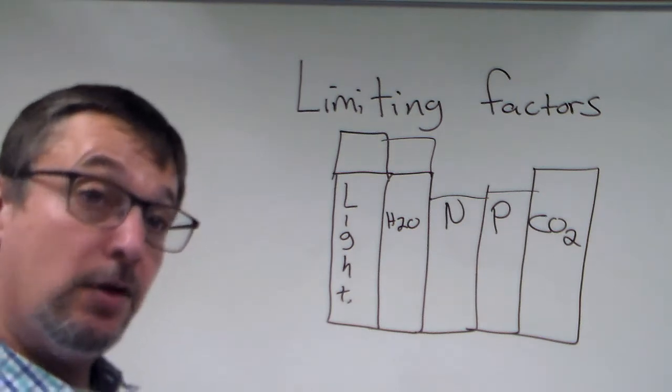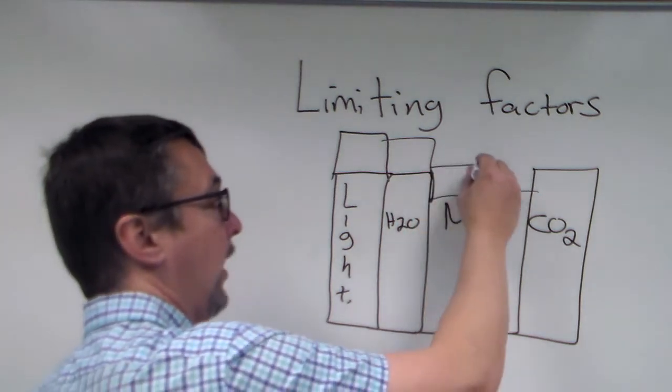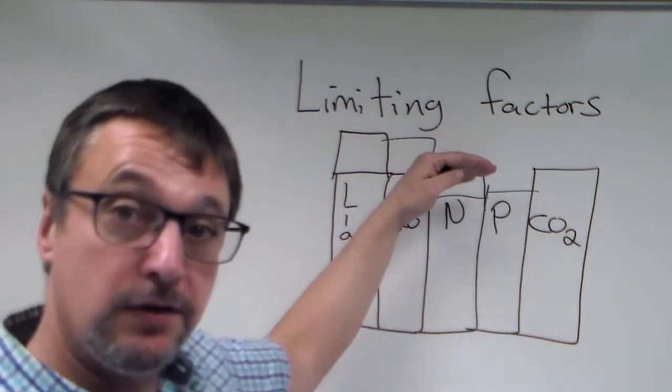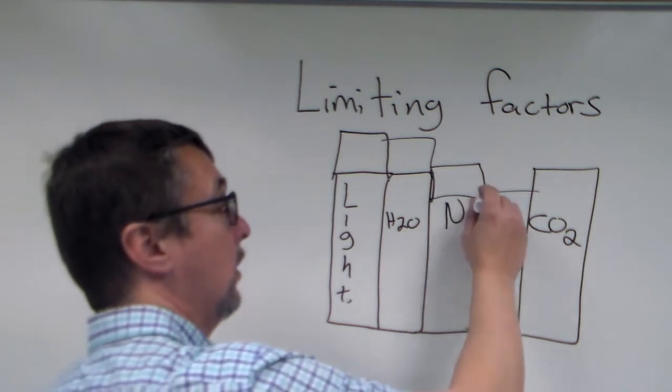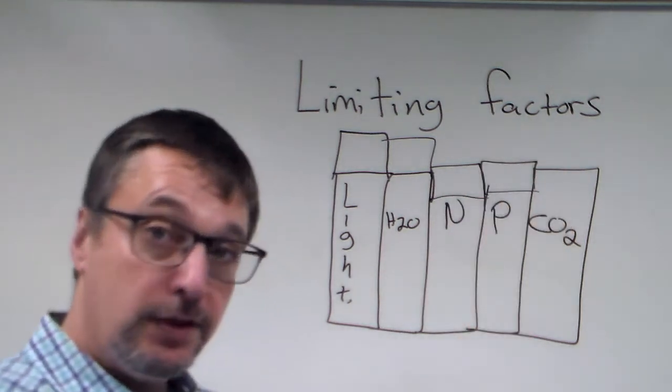If you want to increase plant growth, add nitrogen. Now, phosphorus is a limiting factor. So if you want to yet increase your plant growth even more, add phosphorus.